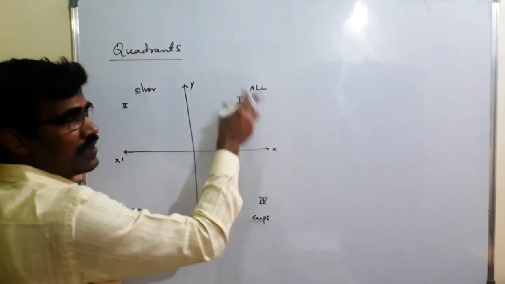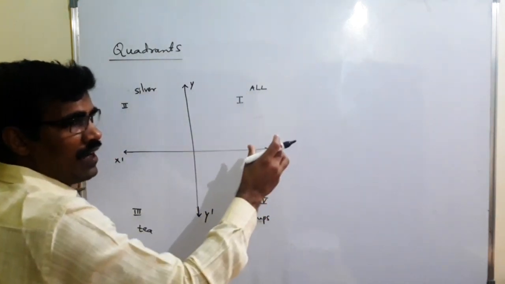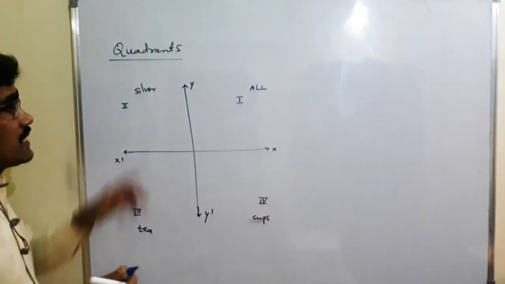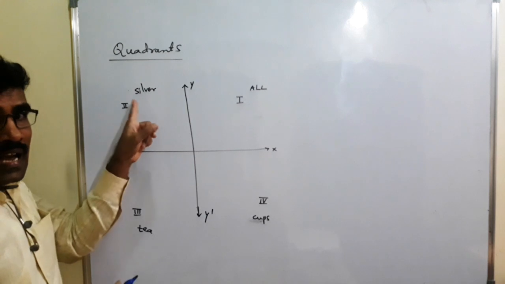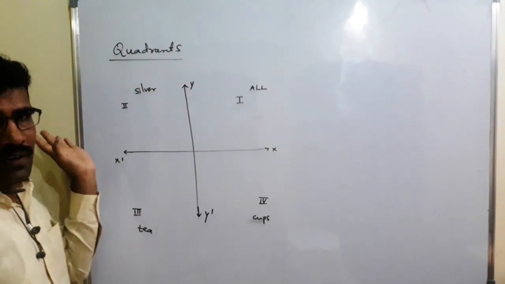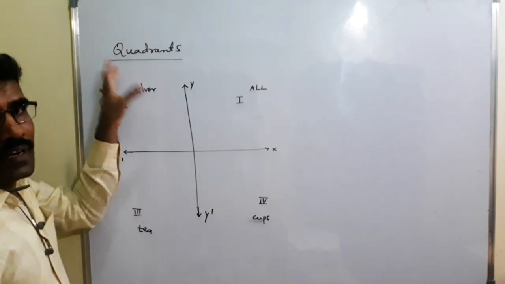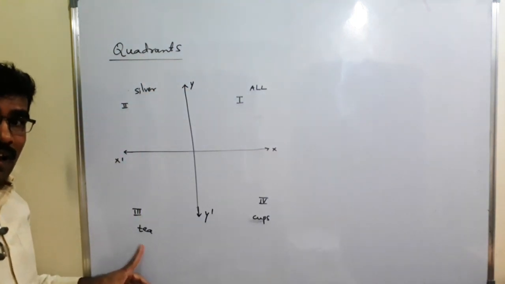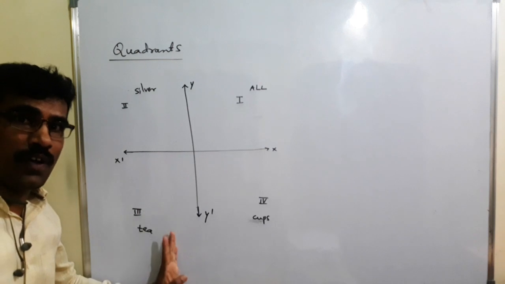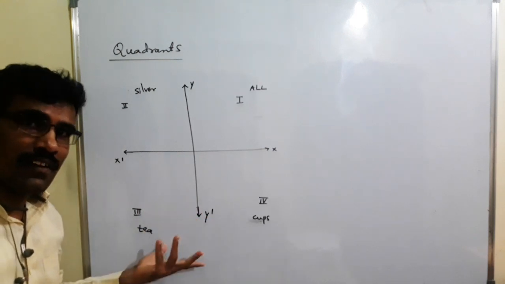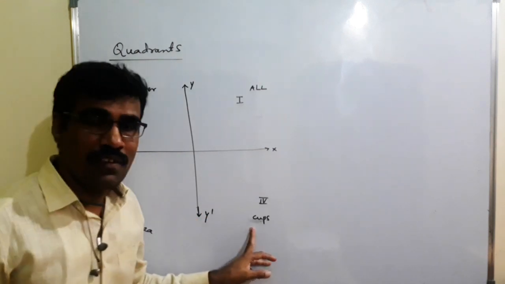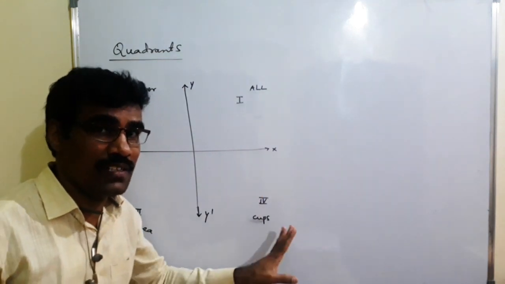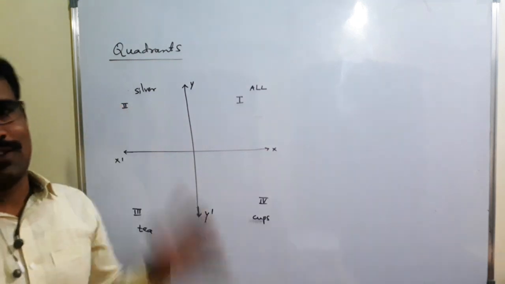All means sine, cos, tan and their reciprocals are positive. Silver: sine and its reciprocal is positive, rest of it negative. T: tan and its reciprocal is positive, rest of it negative. Cups: cos and its reciprocal is positive, rest of it is negative.